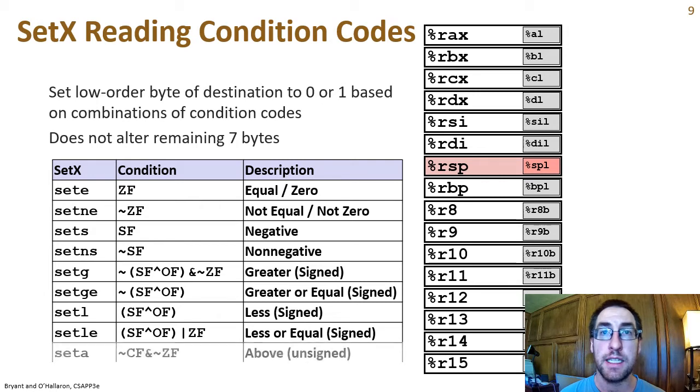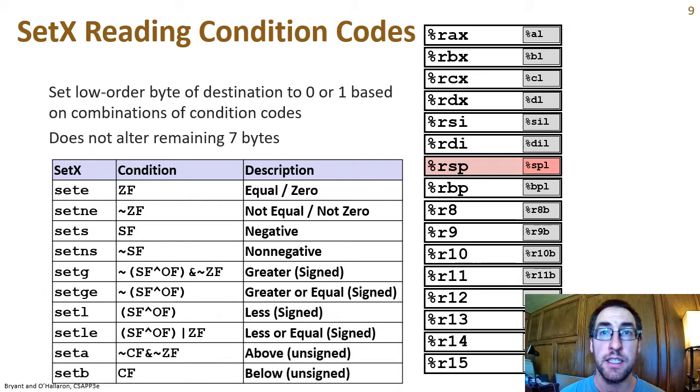Then we have two set conditions for unsigned comparisons. The set A instruction stands for set above, which essentially does set if greater with unsigned numbers. And set B does set below, or set if less than with unsigned. There are more set instructions, including set above equal and set below equal, but these are the mainly useful ones.